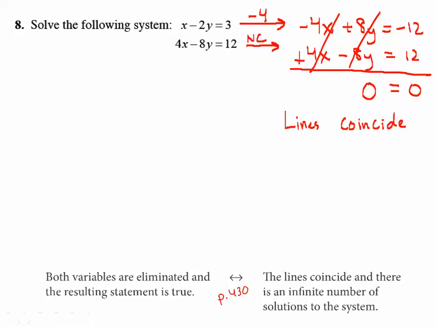It means one line is right on top of the other line. And of course there are an infinite number of solutions. I guess we should write that in. Infinite number of solutions. All right, but we should have noticed already. It's the same exact equation, so therefore it's going to produce the same. Those two are the same exact equation. They will produce the same exact line.